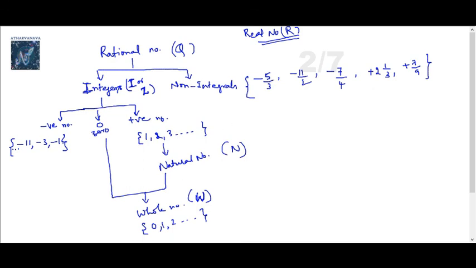Right. So integers are represented with I or Z. Z stands for Zahlen, which is actually a person's name. He did most research on integers, so the letter was given for his name. That's why I or Z usually represent the integer set.